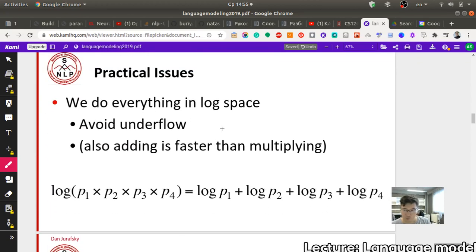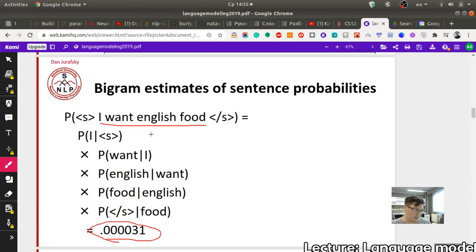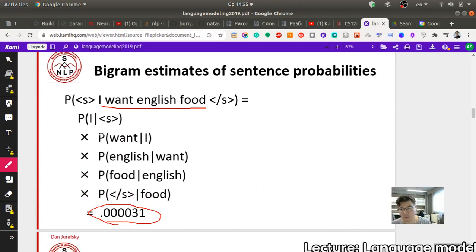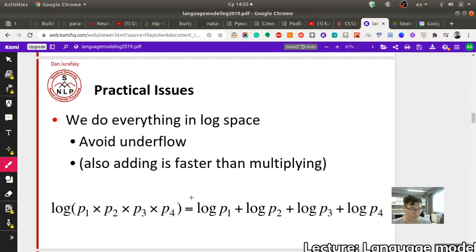Now practical issues. If you want to implement this, the main point is avoiding underflow. Why? Because if you multiply these probabilities, in most cases, especially in natural language processing, they will be very small numbers like this, and when you multiply many of them, computers cannot store these numbers.